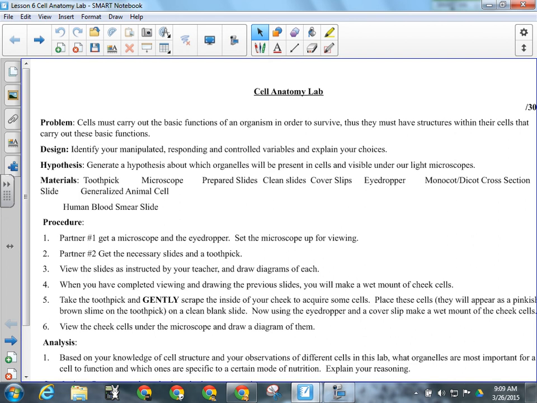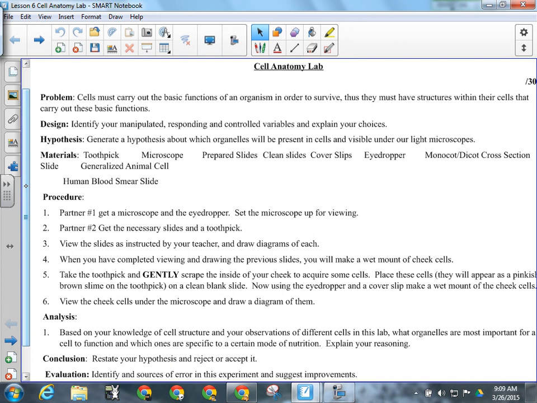Smooth ER is really hard to see because it's pretty much transparent. It's hard to tell from the cytoplasm. So I doubt you will see that. All right, so the slides we're going to be looking at.